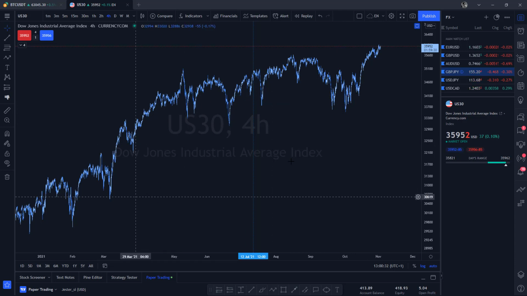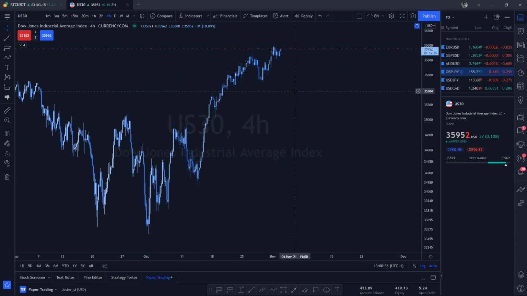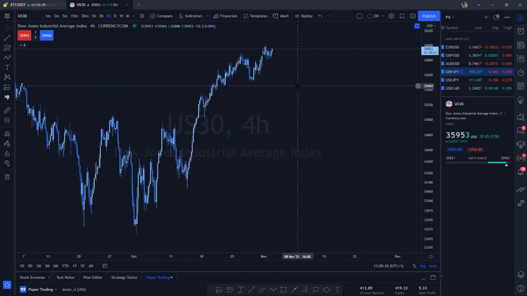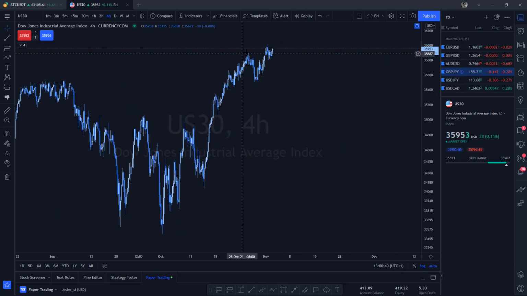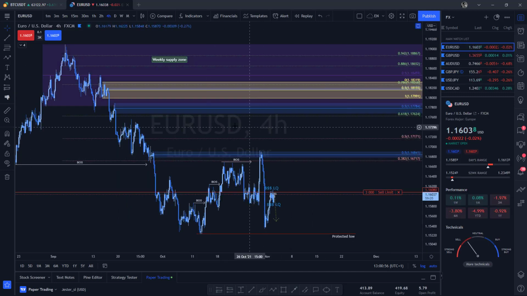Yes, this is now quite an extension, so I will not be surprised if there will be some bullish action down. That's it about US 30. There's nothing more to say.